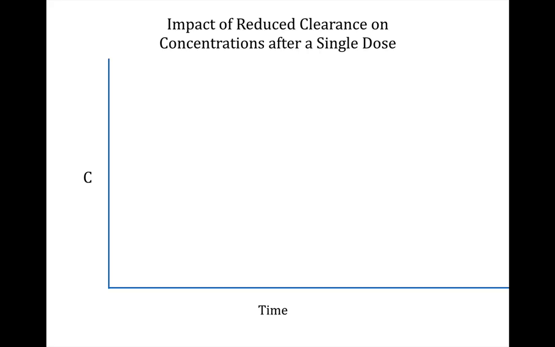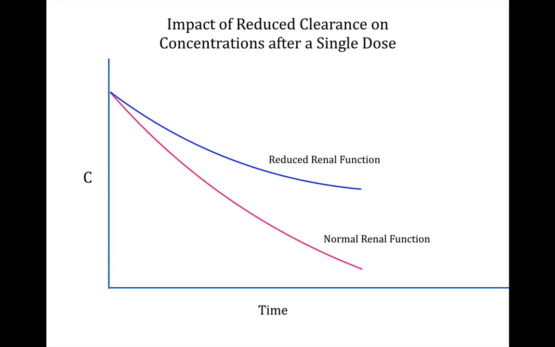Let's look at the impact of reduced clearance on concentrations after a single dose. So here you see in normal renal function the drug being eliminated. When renal function is diminished, you will see changes in the elimination of a drug that is excreted primarily or at least to a significant degree in the urine. So in this case, you can see that the volume of distribution didn't change because the peak concentration is similar, but the half-life did change.